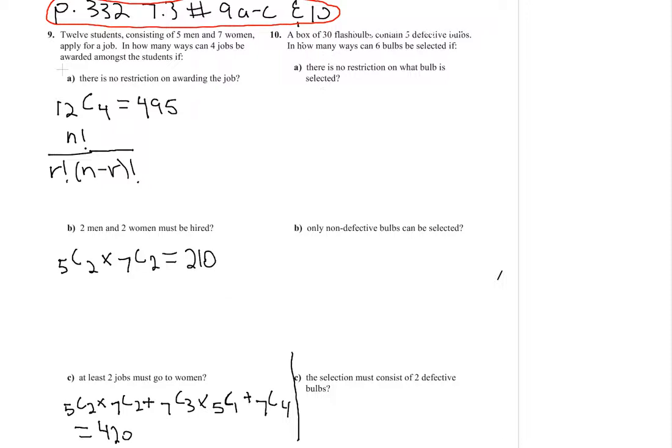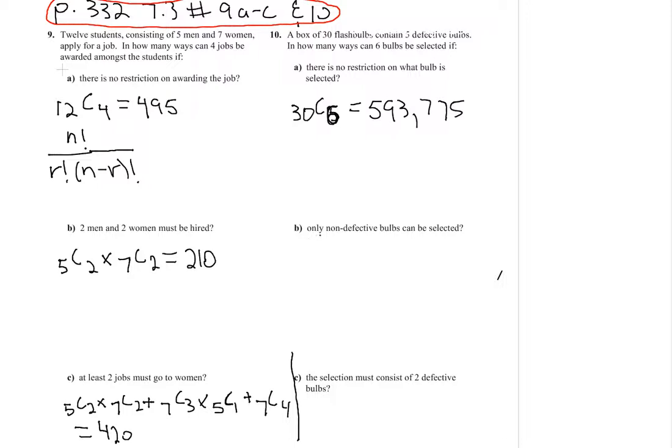Next, we're moving on to number 10. A box of 30 flash bulbs contains 5 defective bulbs. In how many ways can 6 bulbs be selected if there's no restriction on what bulb is selected? Basically, we know we have 30 bulbs. The order doesn't matter, so we're still using combinations, and we're choosing 6 of the bulbs. That's going to equal, big number here, 593,775.